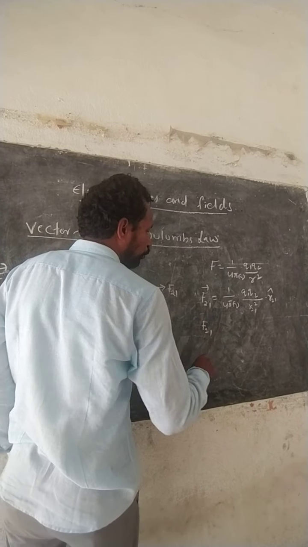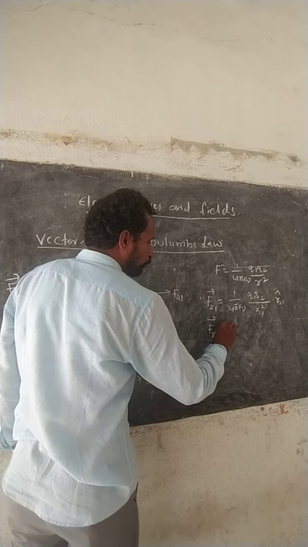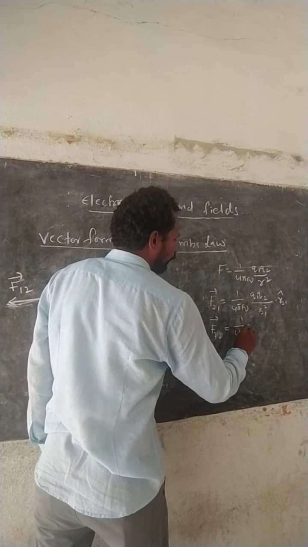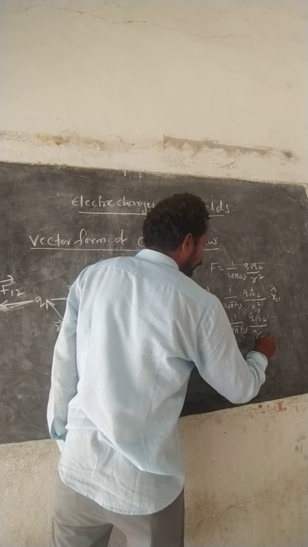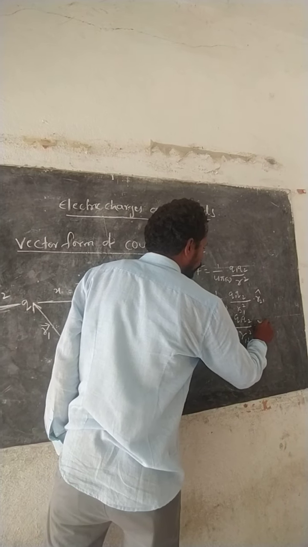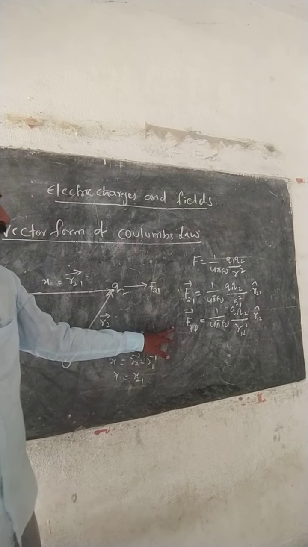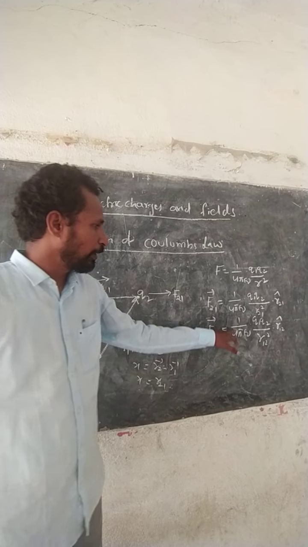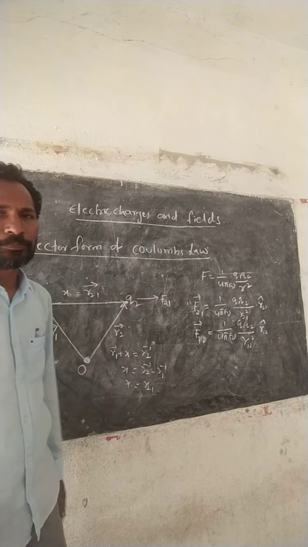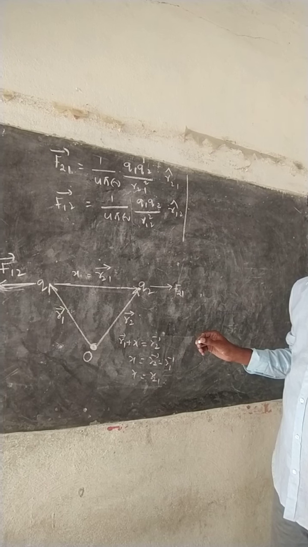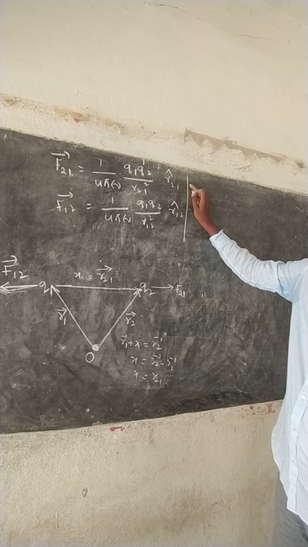Similarly, you can write F12. F21 is already mentioned, and F12 will be 1 by 4 pi epsilon naught Q1 Q2 by R12 square into R12 cap. Clear? F12 is 1 by 4 pi epsilon naught Q1 Q2 by R12 square into R12 cap. And this is the vector form.